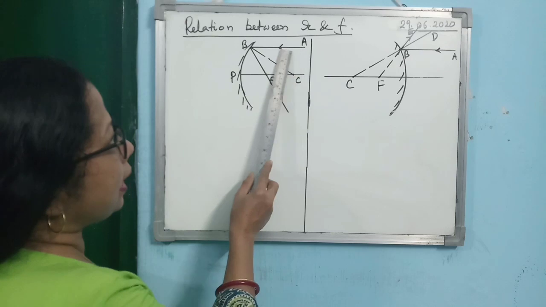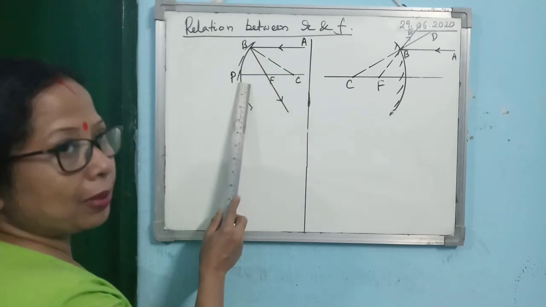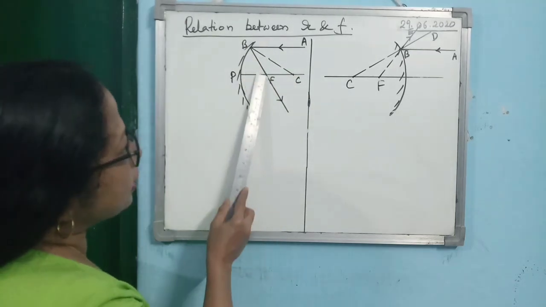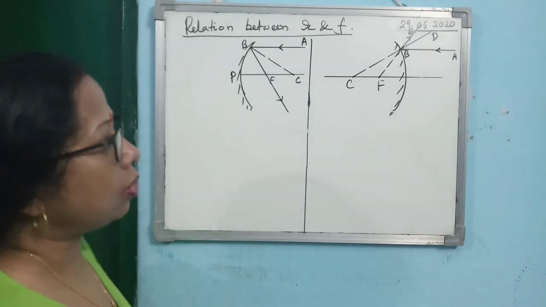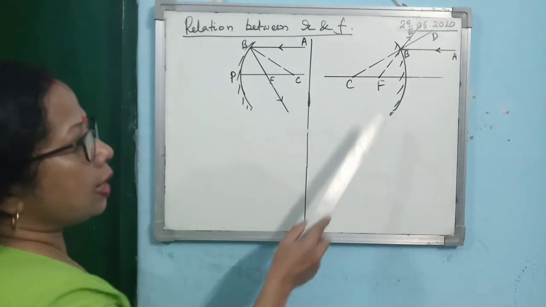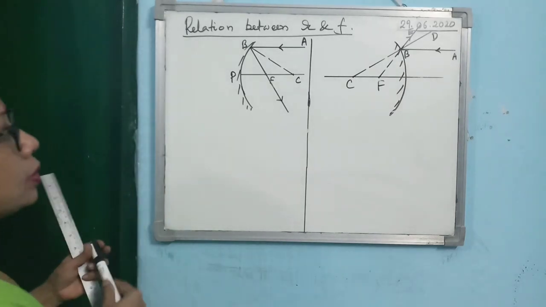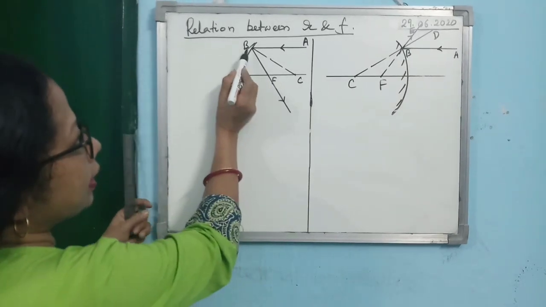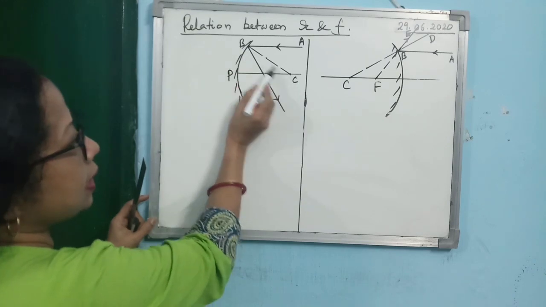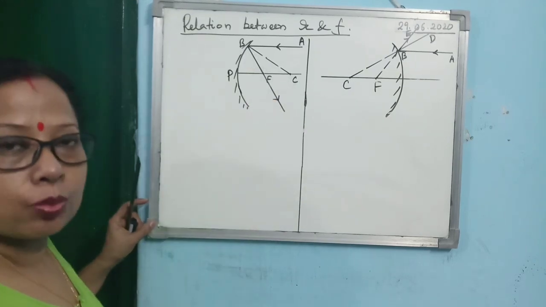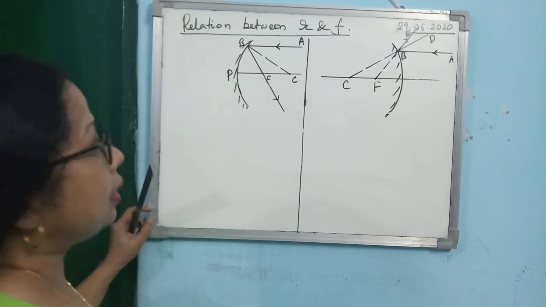Now you see what I have drawn. I have taken a ray AB parallel to the principal axis. After reflection it is passing through the focus. Now, this convex mirror, I am coming to it later on. If you consider the diagram and join B and C, BC is what? BC is the normal, isn't it?